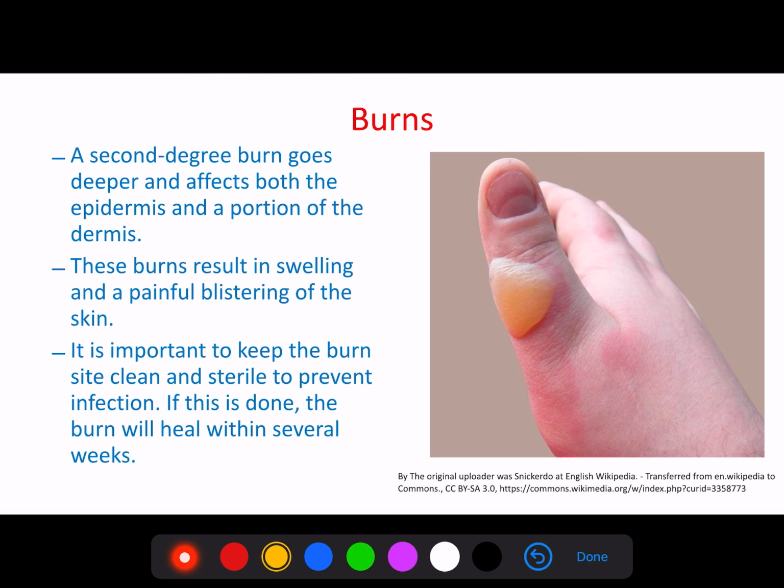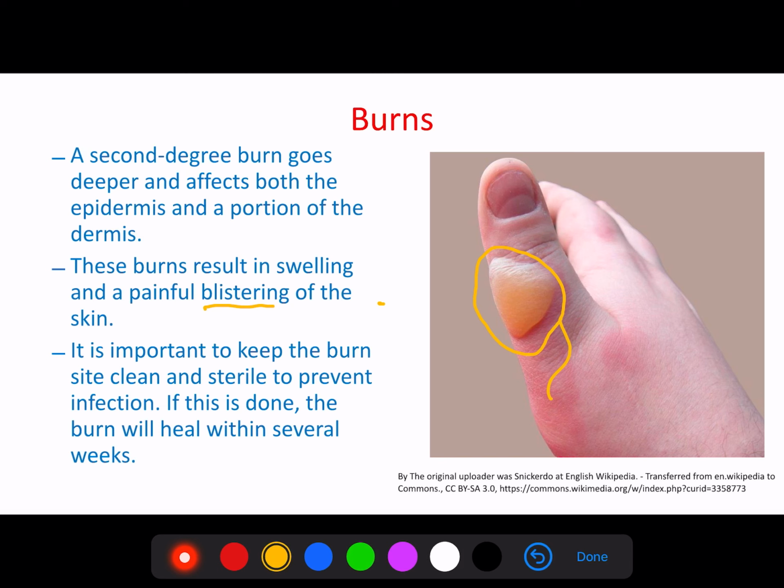Second degree burn, you will have some redness, but also you will have blisters. Blisters are accumulations of fluid under the skin. These are painful, but they can heal by themselves. There is nothing that needs to be done regarding them. Just cooling them down, giving some anti-pain medicines or painkillers, and that's it.